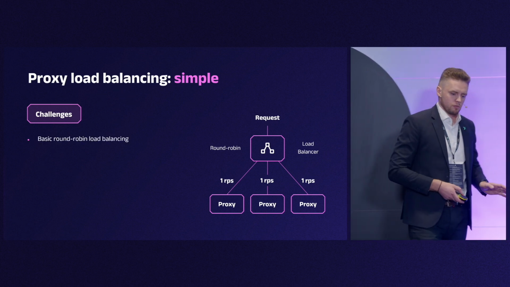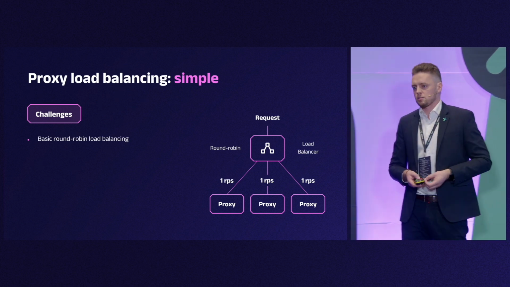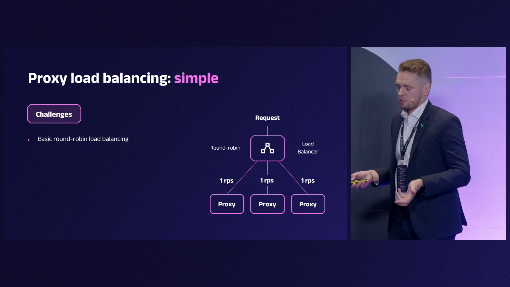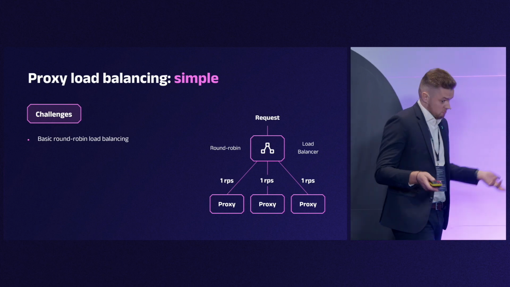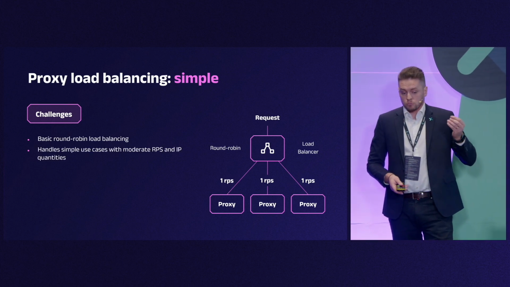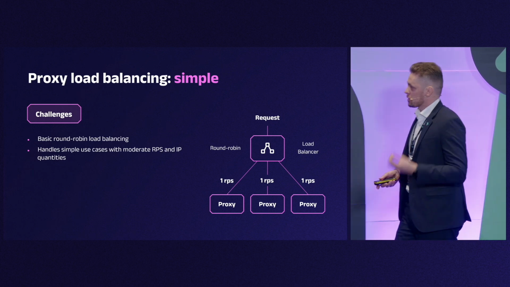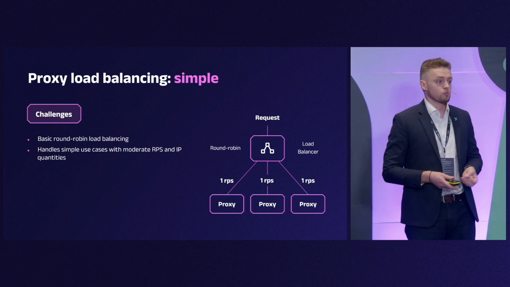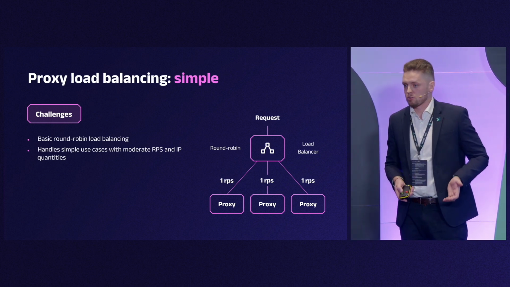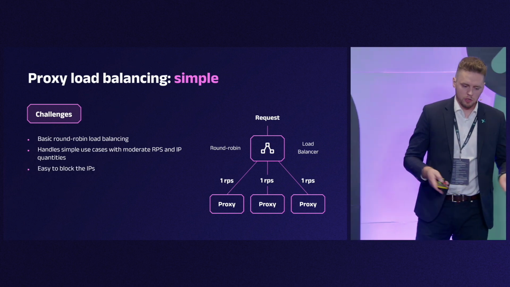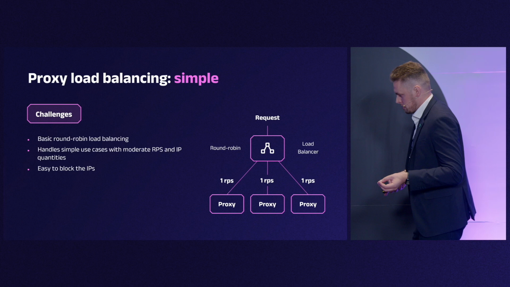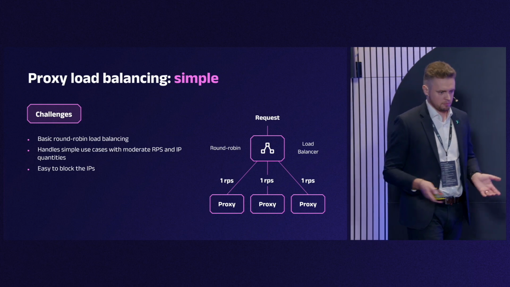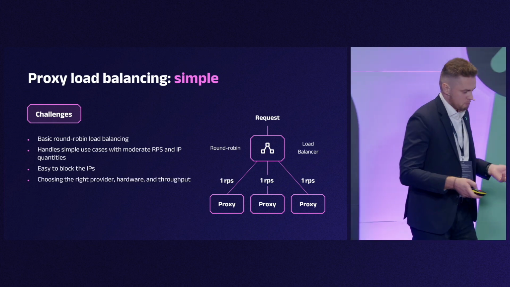So I have a very simple schema. What are the challenges? The challenges are the basic round-robin balancing. You cannot do any smart balancing there because it's vanilla software, let's say, a load balancer. But you can build your own, of course. Why not? It moderately handles requests and IP quantities. Again, it depends on the use case and on the provider that you choose: how much data you're going to collect, what the throughput is, what the requirements for computation are. Again, without any significant monitoring or other quality checks, it's really easy to get blocked. And choosing the right provider really matters.